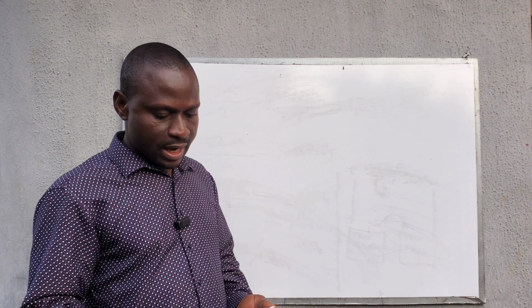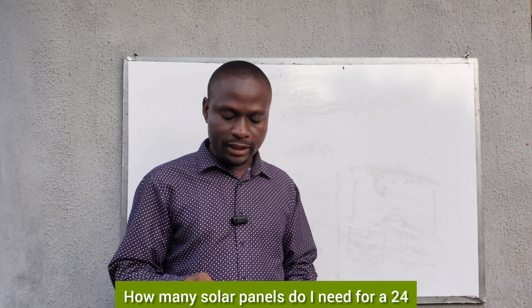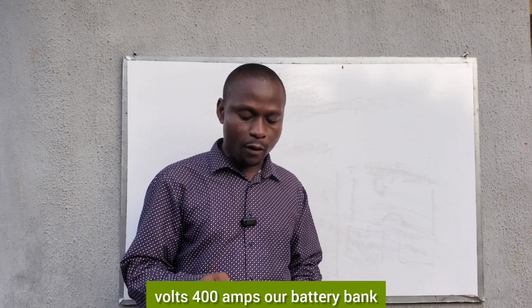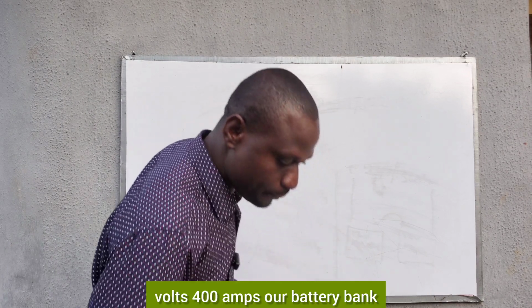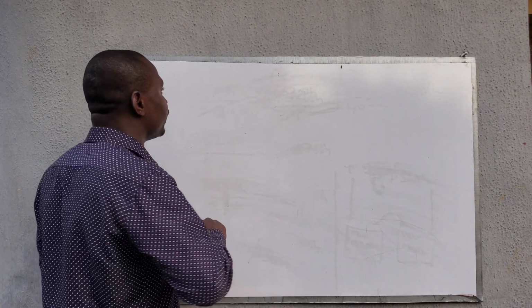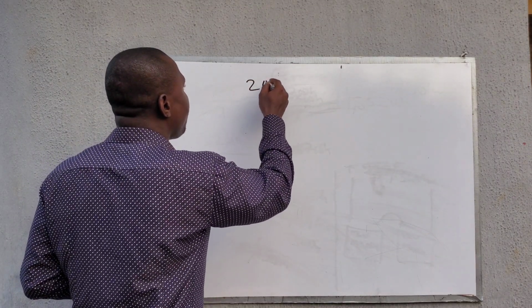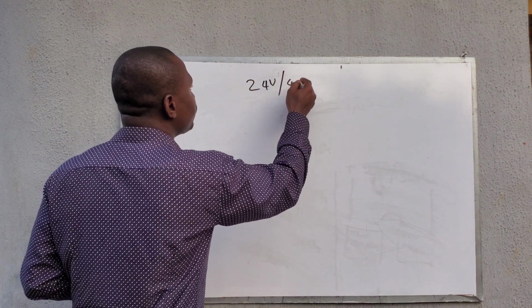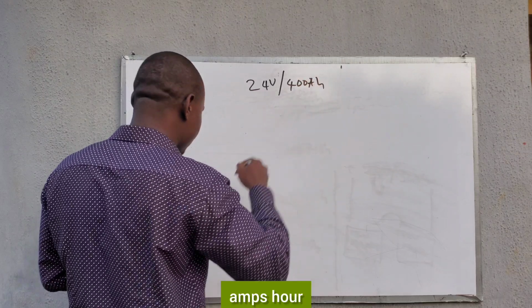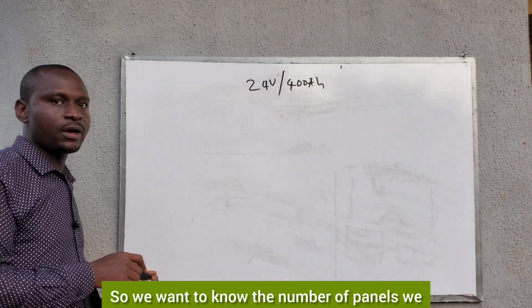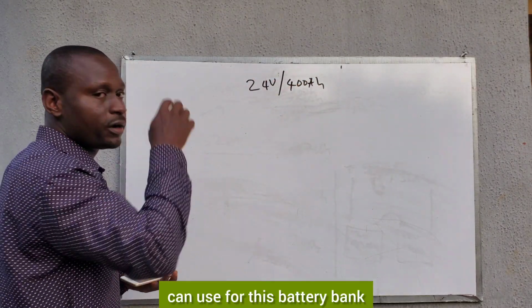Question number 2. How many solar panels do I need for a 24 volt, 400 amps hour battery bank? So the battery bank is 24 volts, 400 amps hour. So we want to know the number of panels we can use for this battery bank.